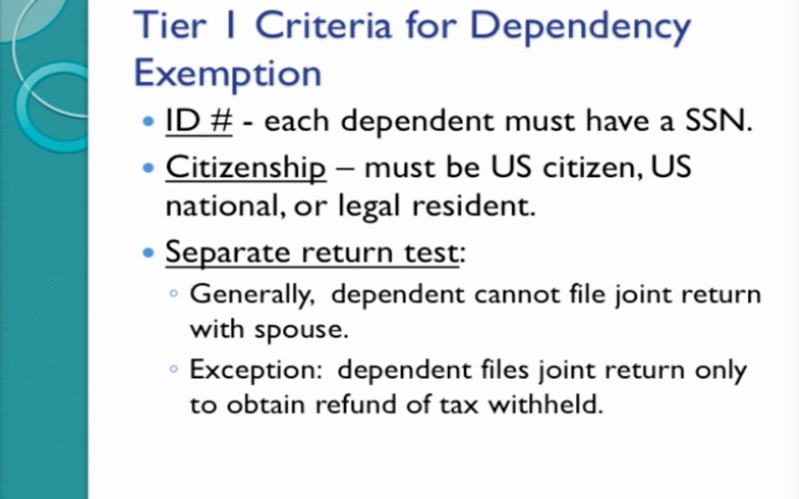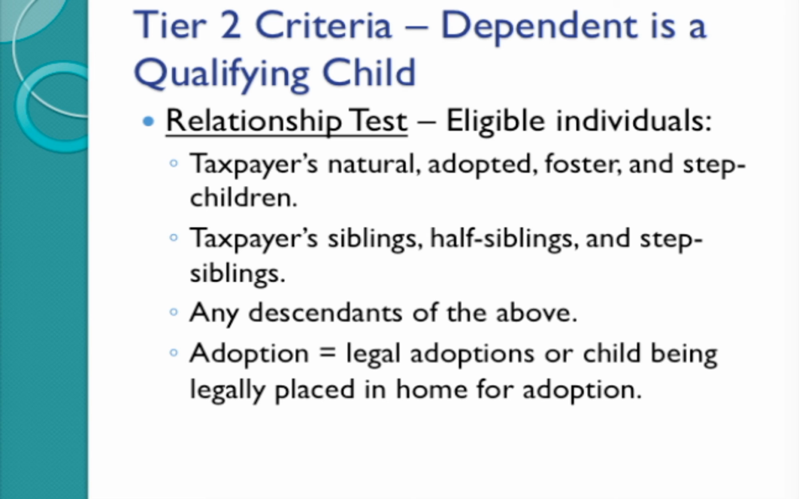And the separate return test is probably the part to pay the most attention to, because basically, again, if I claim a dependent, that dependent cannot file a joint return with his or her spouse unless the only purpose behind that joint return is to obtain a refund of tax withheld. And again, this just goes back to kind of double counting or double claiming of a personal exemption, and the IRS obviously doesn't want that to happen.